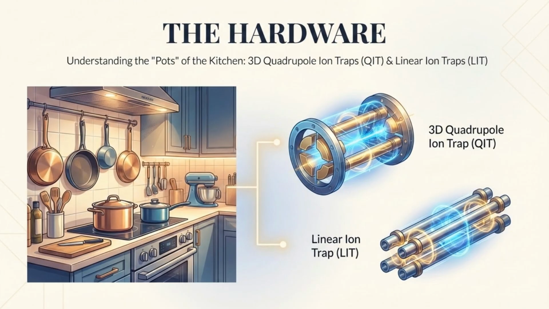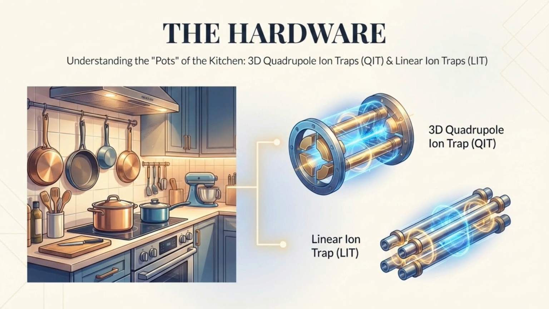Before we cook, we need to know our hardware. Think of the ion trap as our pot. In a standard 3D quadrupole ion trap, we have a central ring electrode and 2 end cap electrodes. When we apply an RF voltage, V, to that ring, we create a dynamic cage. Now, for those of you using modern systems, you likely use the linear ion trap, or LIT. It's like an elongated pot that can hold significantly more ingredients, more ions, without them clumping together too much.